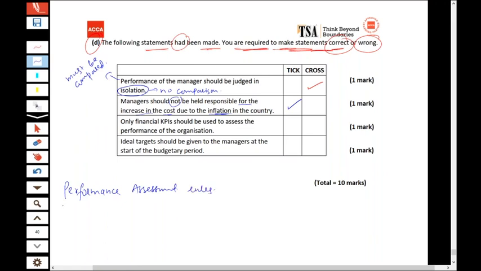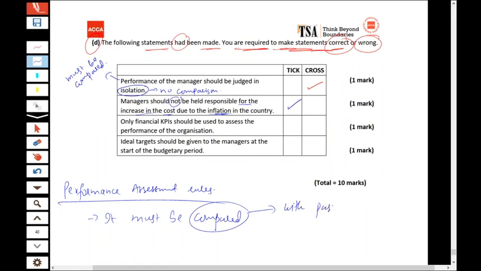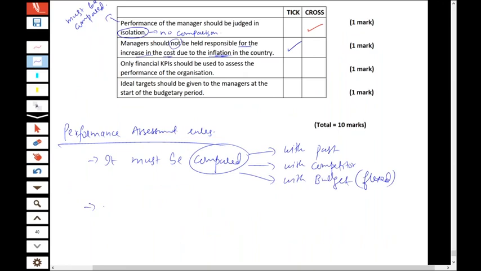Performance assessment rules. It must be compared: comparison with the past, not with the future, comparison with the past, with the competitor, comparison with the budget, and that budget should be flex budget. So these are the comparisons. The next one is that assessment should be based on controllable factors. And it's saying that it's not because inflation is an uncontrollable factor.